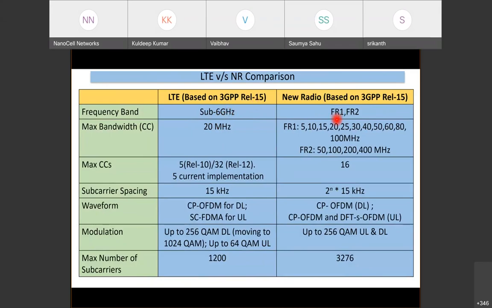That's the new spectrum range. And then, of course, the more exciting FR2. Large bandwidths, even more to come. Remember, we are not yet done. This is only Release 15. Release 16 has also not changed these numbers, but don't expect 17 and 18 to stick to these numbers.